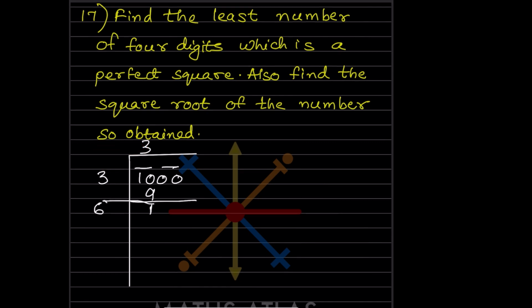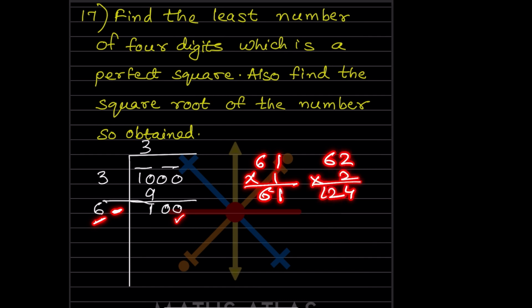Now this 6 is bigger than this number. So what are you going to take? You are going to take the 2 zeros down. Always in pairs you have to take. Now you concentrate on this 100, but when you take 61 times 1, because here is 6, you need some number over here. So 61 times 1 is 61. If you take 62 times 2, that is going to be 124. We cannot take 61 because this will be a smaller number.